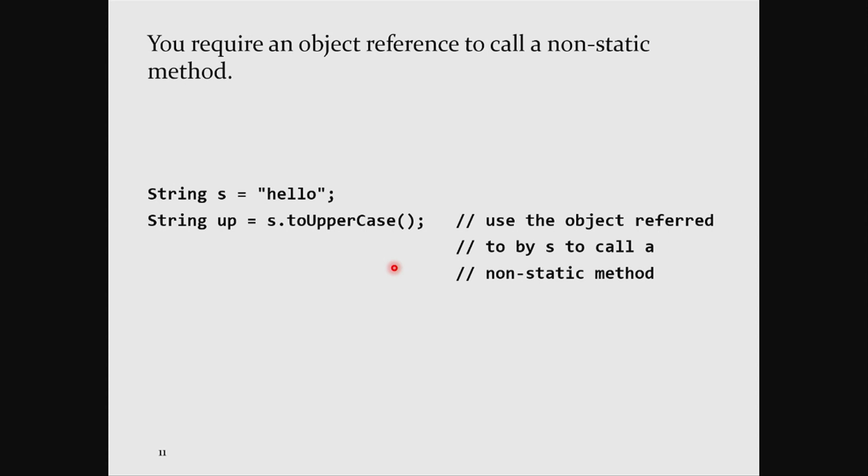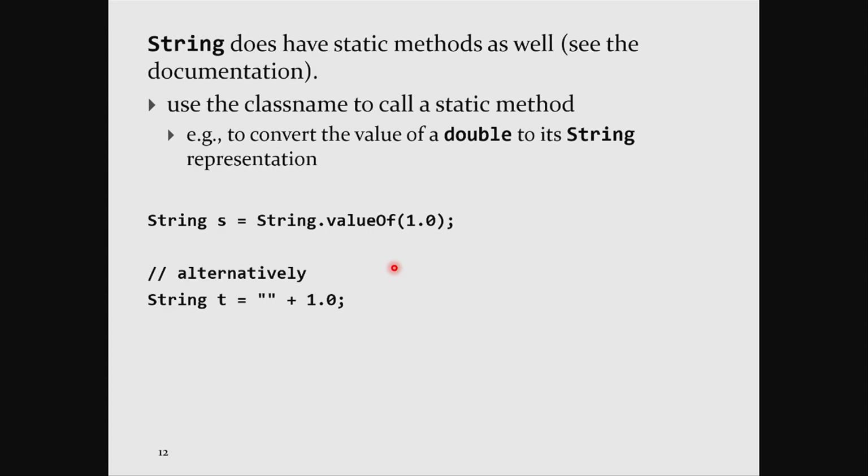Okay, good. Now, String does have static methods as well. So if you hit that link that I showed you a couple of slides ago and you scroll through, you will see that at the very bottom of the class, there's a bunch of static methods. Remember, you use the class name to call a static method. And one of the static methods is this thing called valueOf.